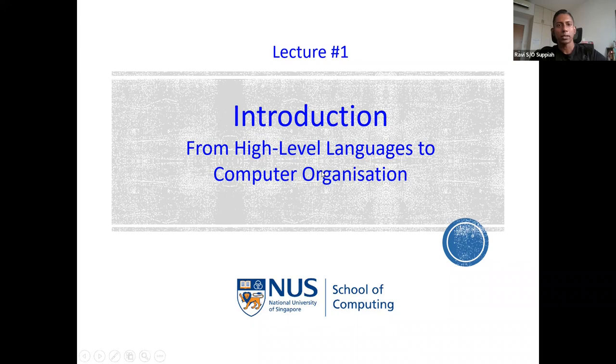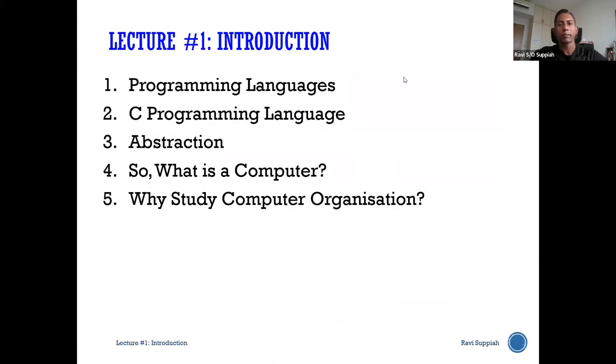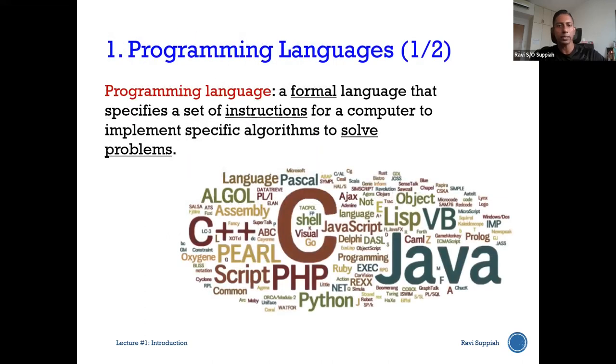Let me get started with this. The introduction. Let's have a quick review of some of the programming languages, what C is, and exactly what a computer system or computer organization system is. In terms of programming languages, you have already done some basic modules. Can I just have a quick understanding: in your earlier semesters, which language did you all learn? Was it C, Python, or Java?